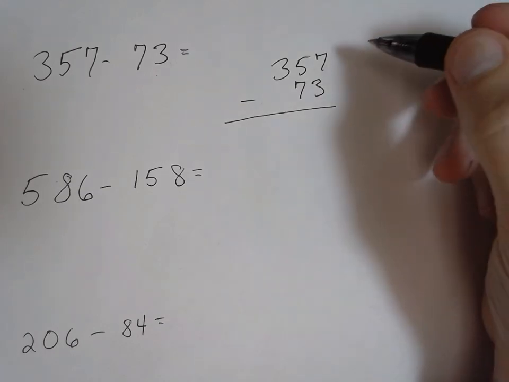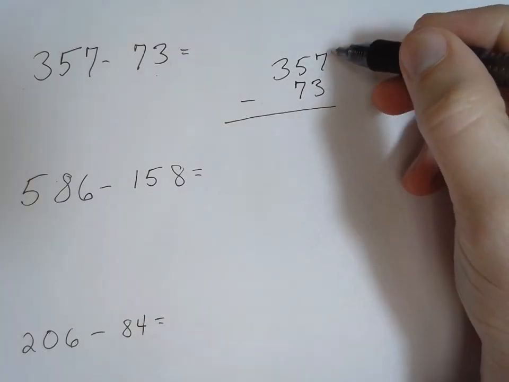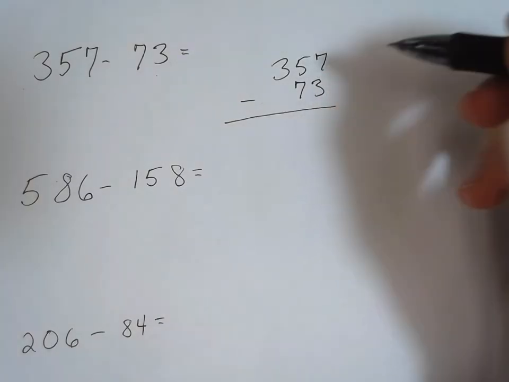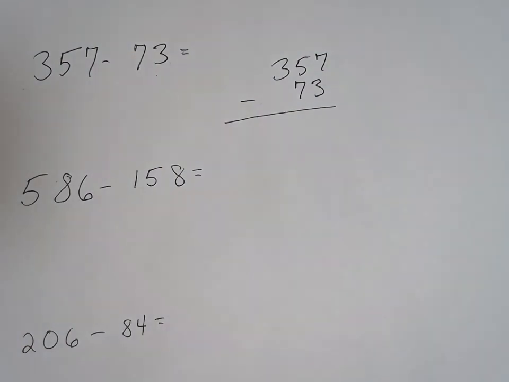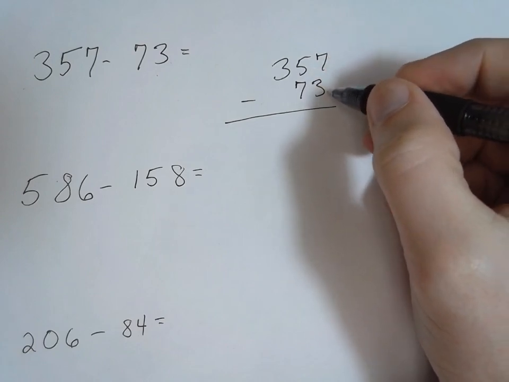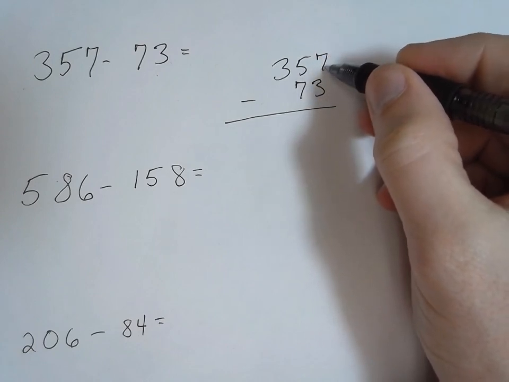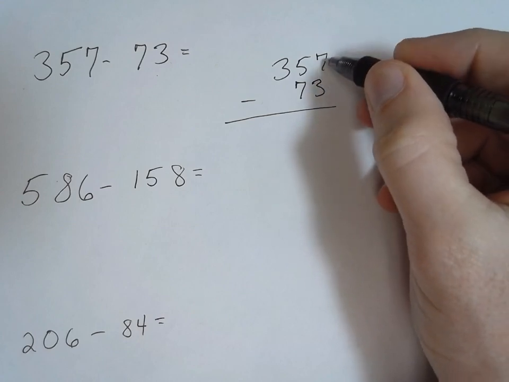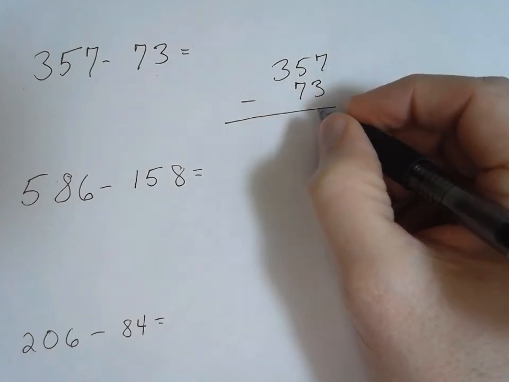Whenever I subtract, I want to start over here in the right-hand column in the ones place, and I always want to ask myself the question, can I do it? Can I do 7 minus 3? I can, because 7 is a larger number, and I can take 3 away from 7. 7 minus 3 is 4.